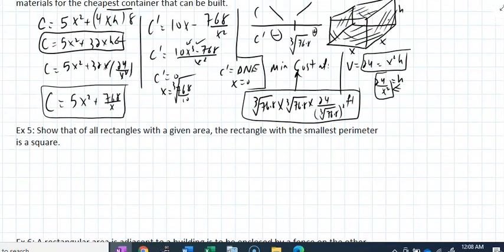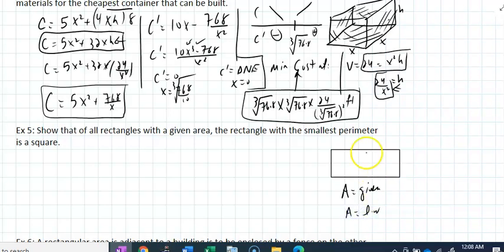Show that of all rectangles with a given area, if they gave me the area, so to say the area is 10 or 20 or 30, given area, so A is given, it's an actual number. And I know that area is length times width. The rectangle with the smallest perimeter, twice L plus twice W, is a square.